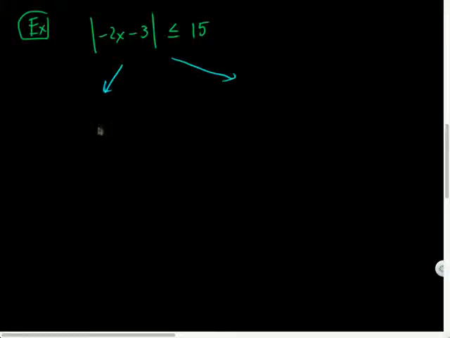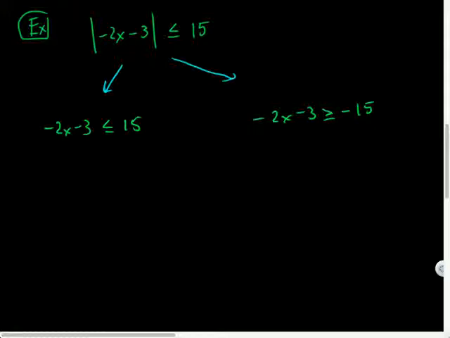So I'll have -2x minus 3 is less than or equal to 15, the old regular version. And then -2x minus 3, and I'm doing two things here. What am I doing? Flip the inequality and change the sign. Okay?